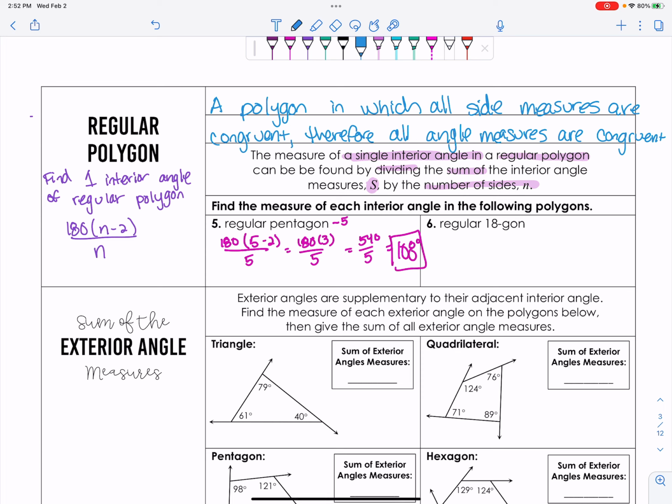A regular 18-gon. So we have 180 times (18 minus 2) divided by 18. It's going to give me 180 times 16 divided by 18, which gives us 2880 over 18, which gives us a result of 160 degrees per angle.